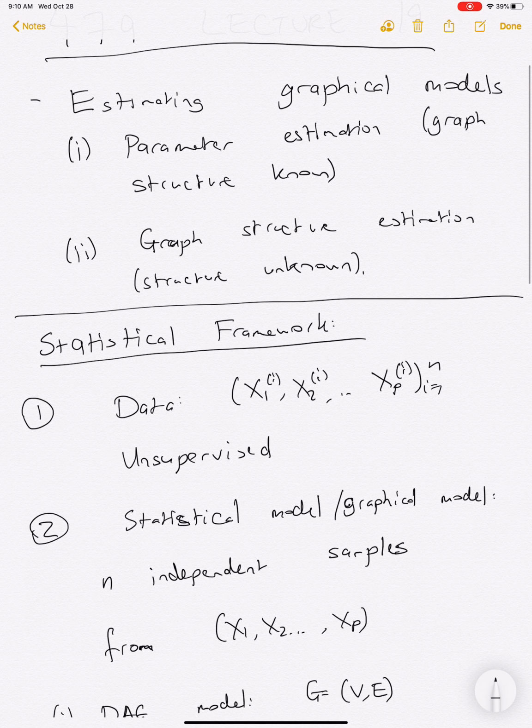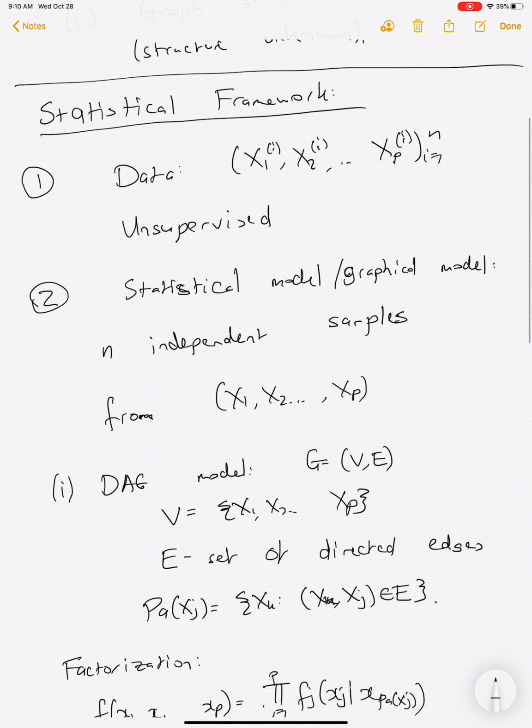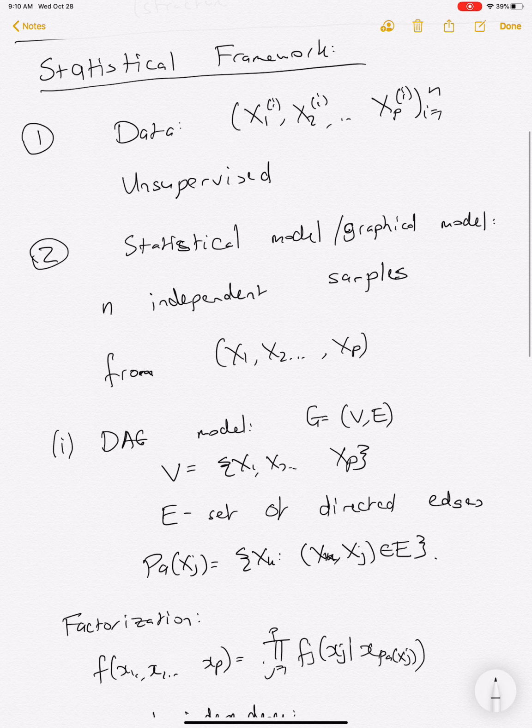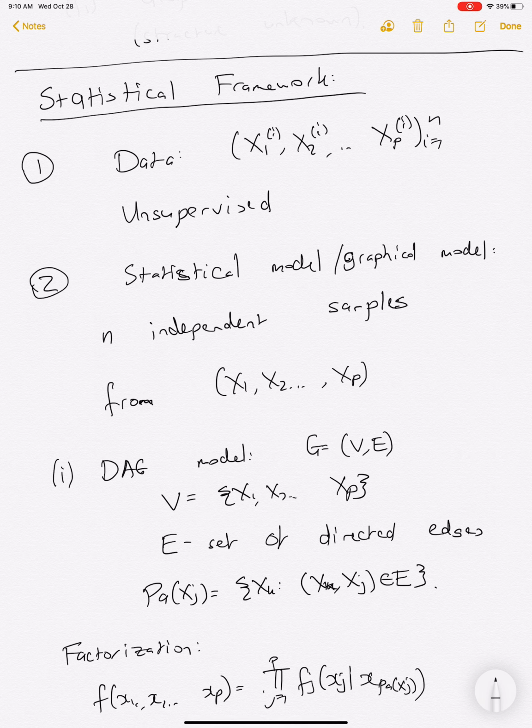So just to recap on the statistical framework when we're talking about graphical models, something we spoke about briefly at the end of the previous lecture. Here your data is an n by p matrix. So you have x1i up to xpi for i equals 1 to n. This is unsupervised data. There's no response y here.